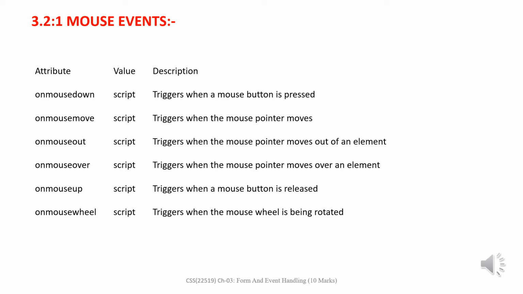Now see here, these are the different mouse events used in JavaScript. onmousedown triggers when a mouse button is pressed. onmousemove triggers when the mouse pointer moves. onmouseout triggers when the mouse pointer moves out of an element. Then onmouseover triggers when the mouse pointer moves over an element. onmouseup triggers when a mouse button is released. onmousewheel triggers when the mouse wheel is being rotated. These are the mouse events.